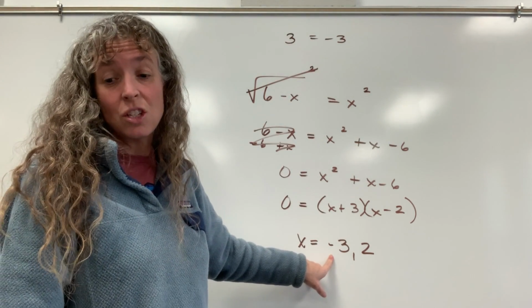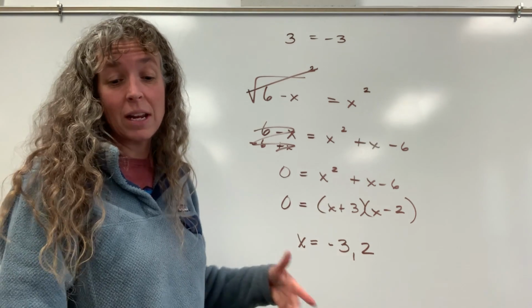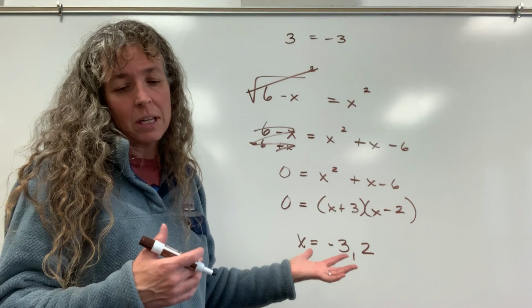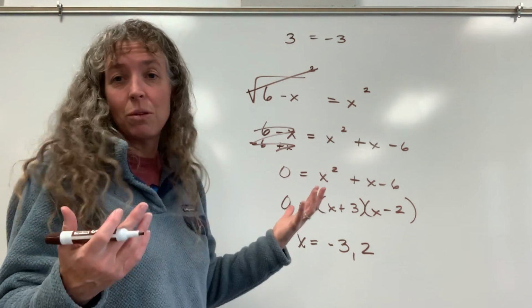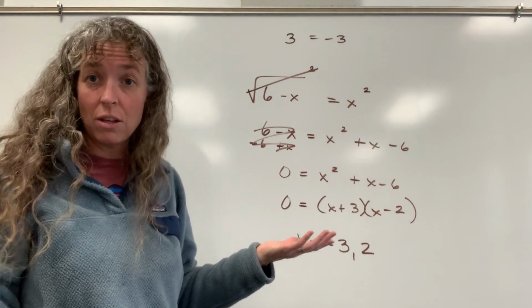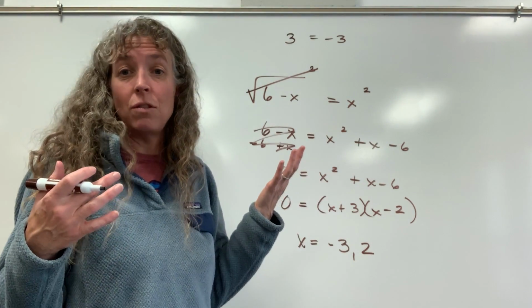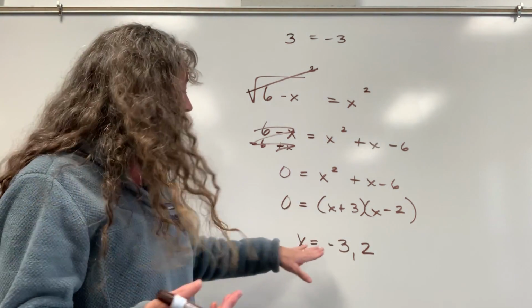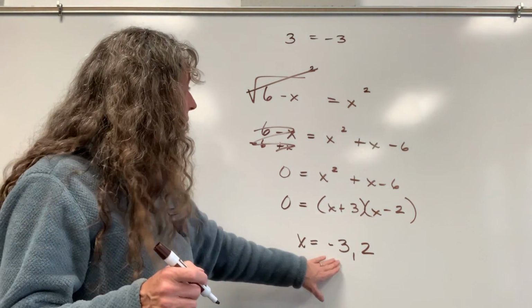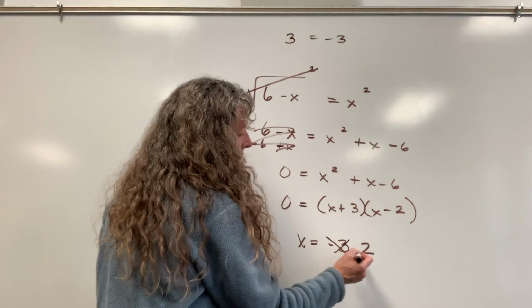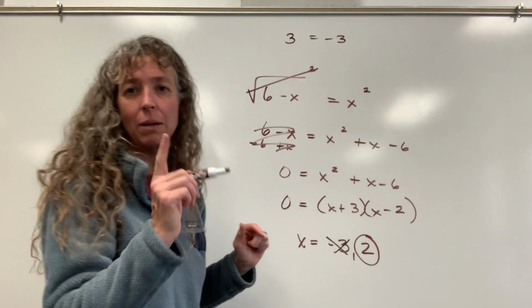So did -3 actually work in my equation? It didn't. So in this case, I had what's called an extraneous solution. It's a solution that doesn't actually work in the original equation. So you have to check those today. And if it doesn't work, you can't write it down as a solution because it truly is actually not. 2 works, it's totally fine. -3 did not work. It's an extraneous solution. Your answer in this case would only be 2.